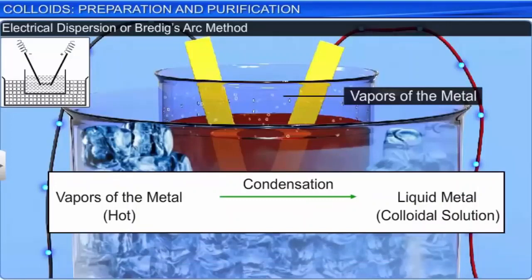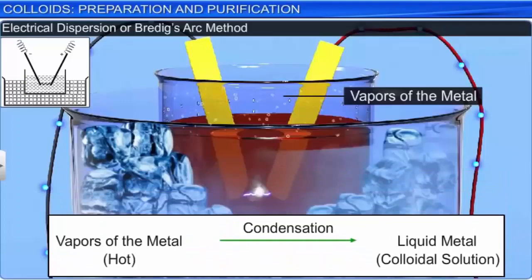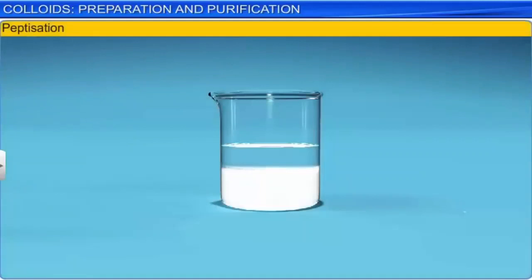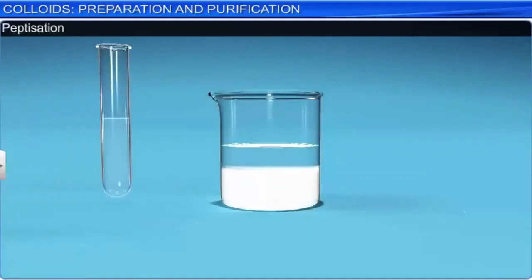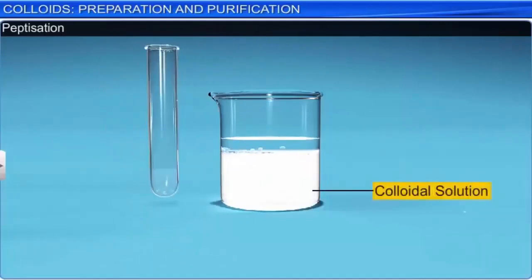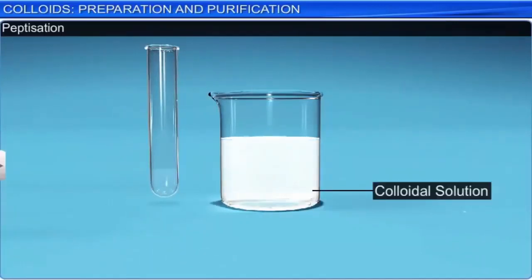We will now discuss the preparation of colloids by the peptization method. Peptization is defined as the process of converting a freshly prepared precipitate into colloidal form by adding a small amount of a suitable electrolyte. The electrolytes used for this purpose are called peptizing agents.